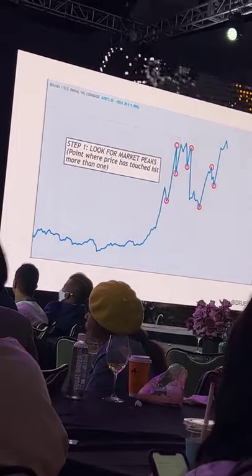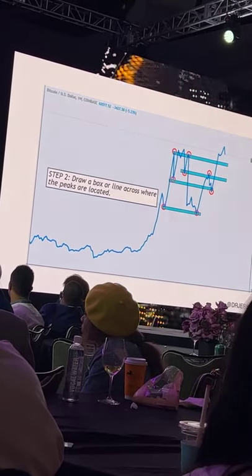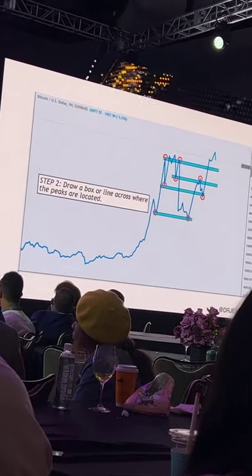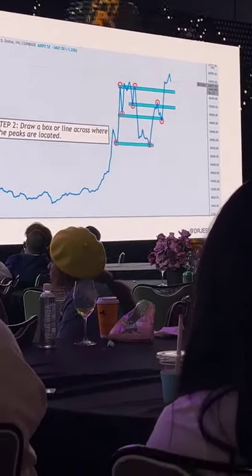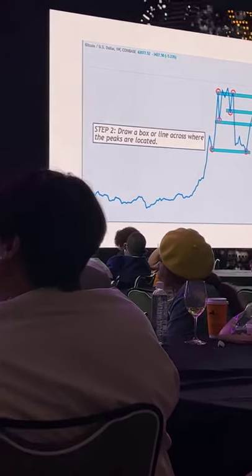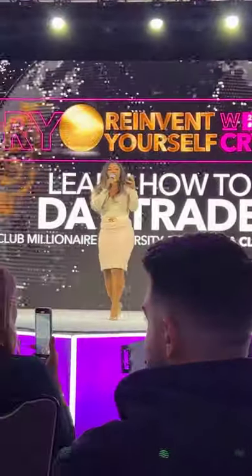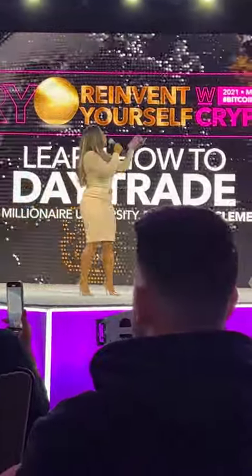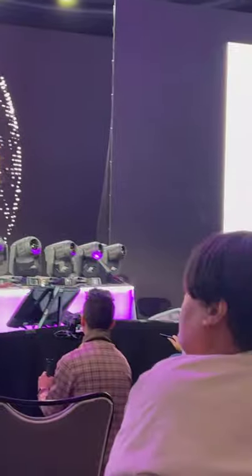Market located. Step two, you're going to draw a box across where the peaks are located, giving you the area where the market has been based on history. Because the market has been there before, it's going to revisit there again, because that's the place where the bank is buying and selling. So step number three, you switch back to your candlesticks.